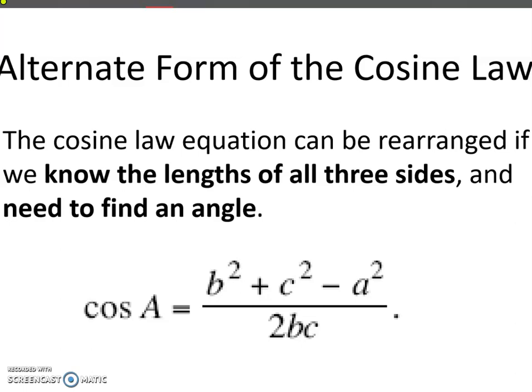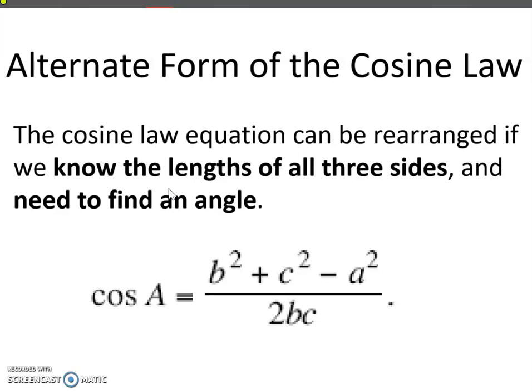All right, so let's take a look at questions where you're trying to use cosine law to find an angle. Okay, how is that going to be used? So first of all, when can you use cosine law to find an angle? The scenario would be in a triangle where all three sides are given to you and they're asking for an angle. So once again, sine law would not be able to help us here.